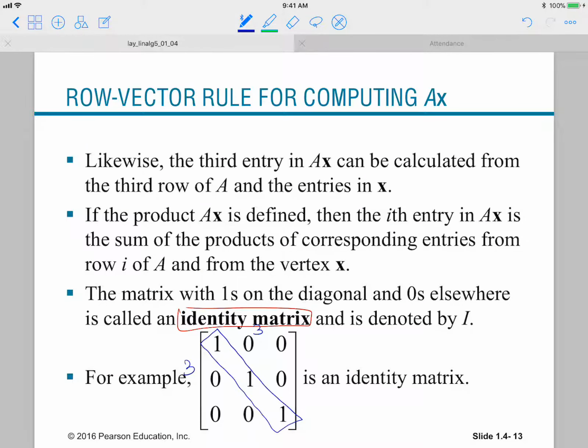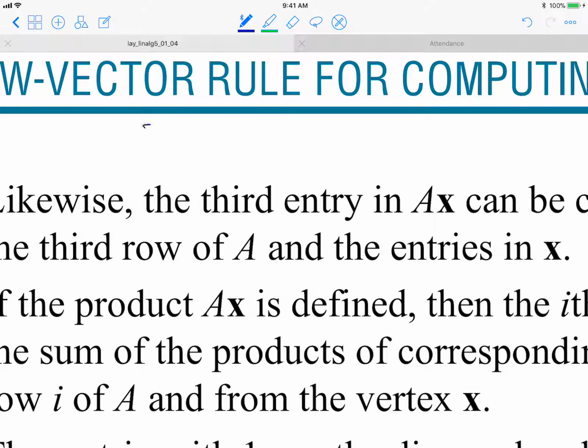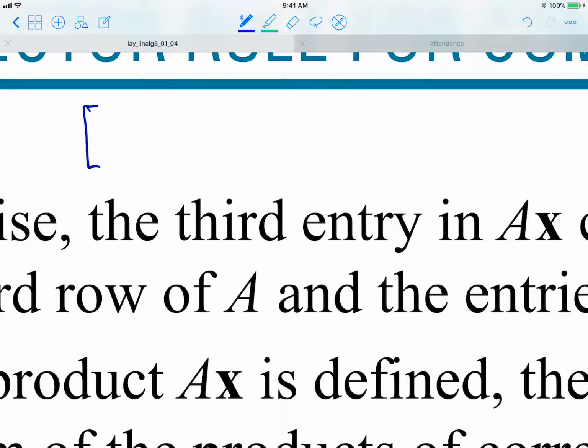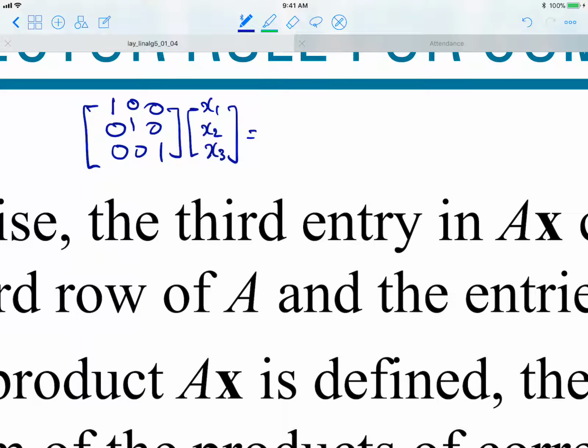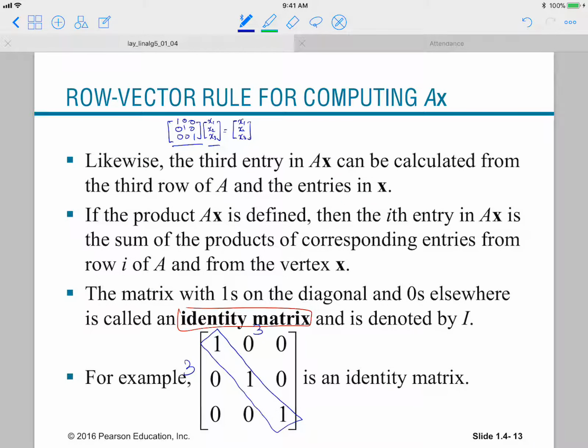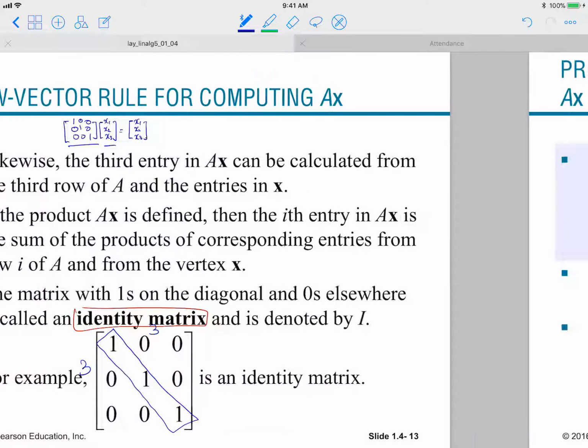Okay, so in this case, let's see. This identity matrix has an important characteristic: given this matrix, and suppose we are given this vector, the matrix and vector multiplication will give the exact same result as the original vector, right? So that is one important characteristic of this identity matrix.